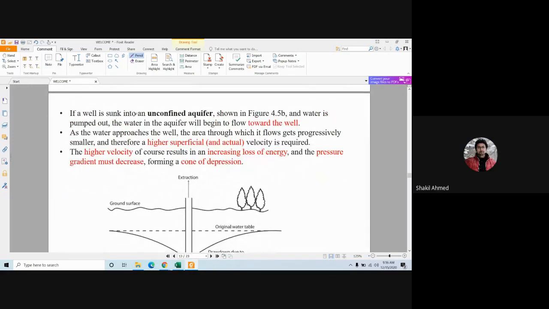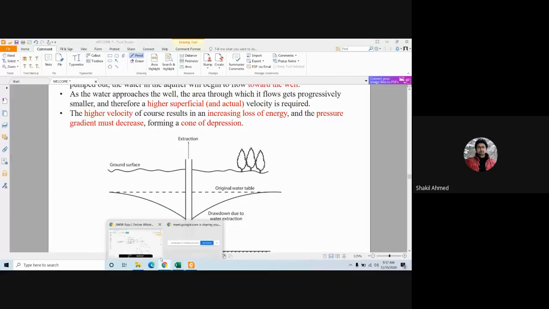If a well is sunk into an unconfined aquifer and the water is pumped out, the water in the aquifer will begin to flow toward the well. As the water approaches the well, the area through which it flows gets progressively smaller. Therefore, a higher superficial velocity is required. The higher velocity, of course, results in increase in loss of energy and pressure gradients must decrease, forming a cone of depression. What's happening here?